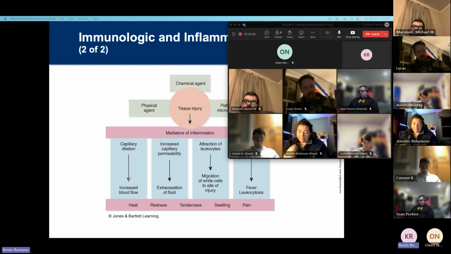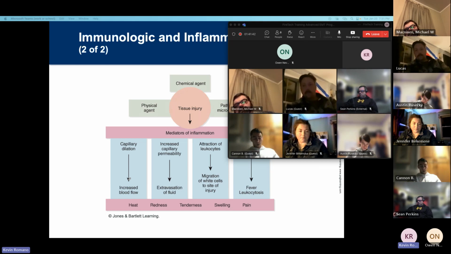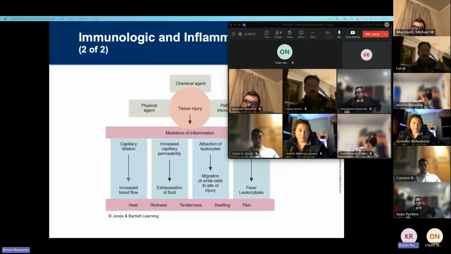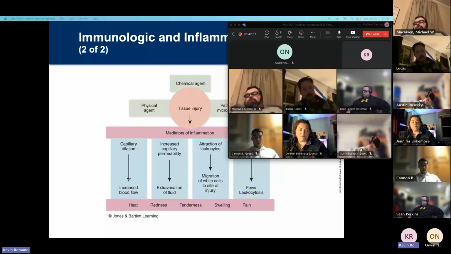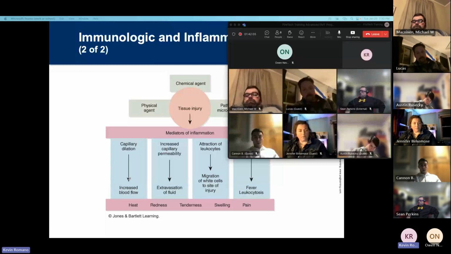So this figure shows the local and systemic effects of tissue injury caused by various different agents, as you can see here on the screen: physical, pathogenic microorganisms, or chemical agents causing tissue injury. So you have your mediators of inflammation. You have capillary dilation, which increases blood flow. If our capillaries dilate, we have increased capillary permeability, so extravasation of fluid. Then we have the attraction of leukocytes, which is migration of white cells to the site of injury. And then our systemic response is fever and leukocytosis. Heat, redness, tenderness, swelling, and pain.